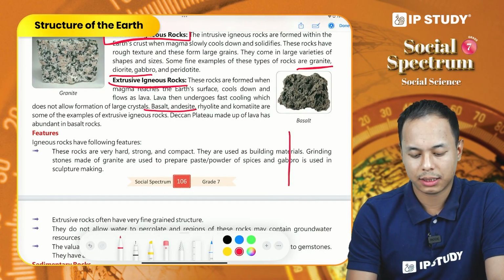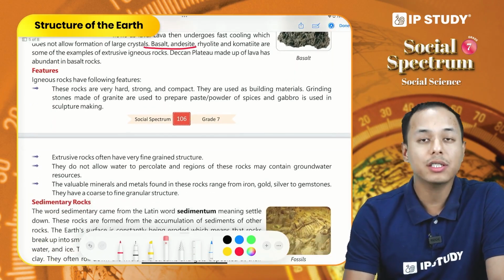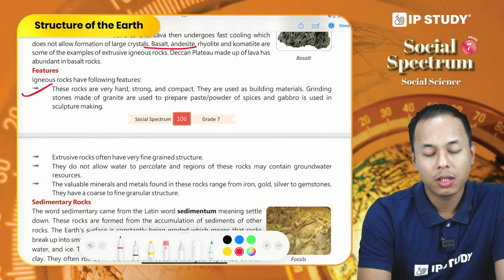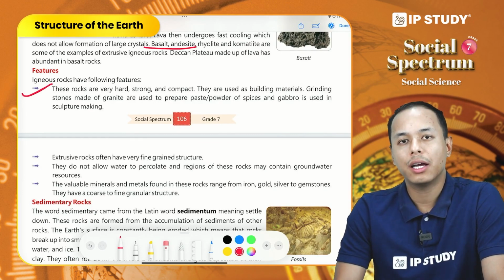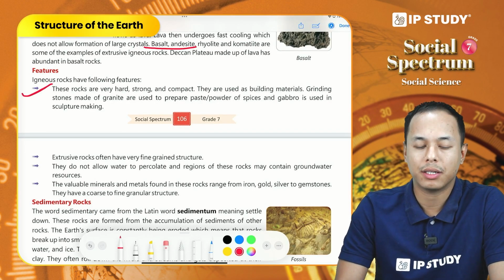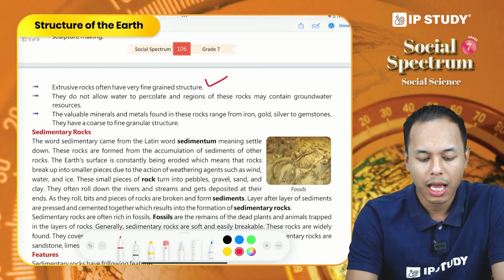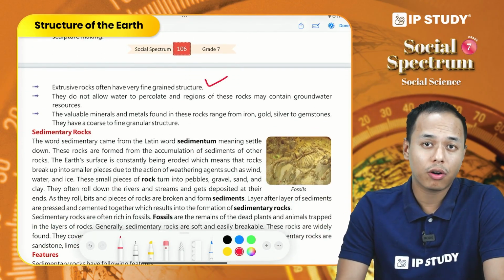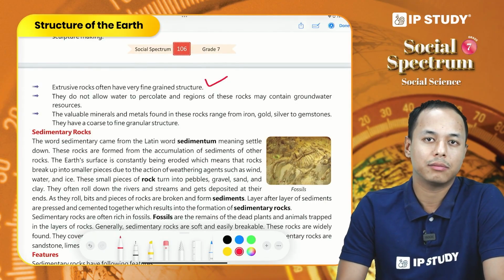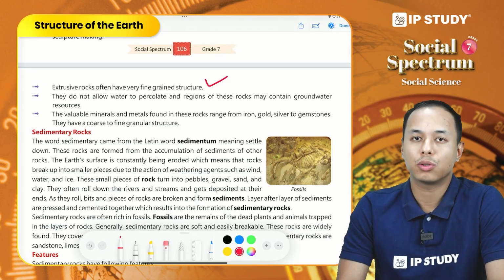So now let us discuss the features of the igneous rocks. Number one, these rocks are very hard, compact and strong. So they are mostly used for building materials. As we already discussed, extrusive rocks are found on the surface and they are very fine grained because cooling takes place rapidly. Okay.